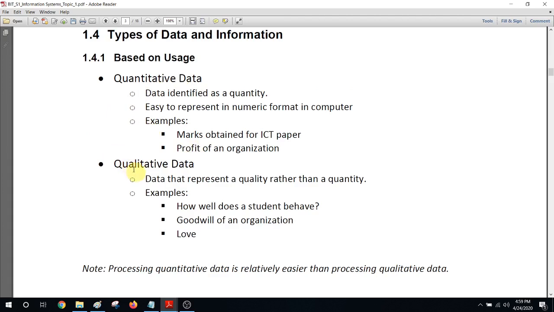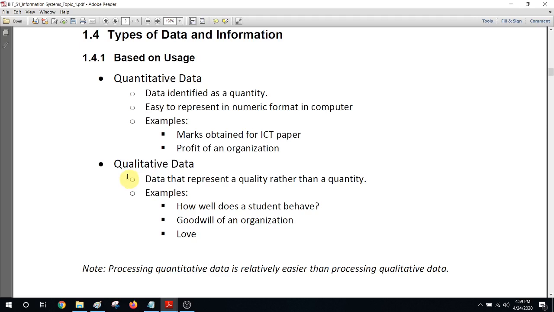Basically, quantitative data means data that can be easily quantified, like marks of a student, balance of an account, right, amount of a bill. So those are quantitative data. When it comes to computers or information systems, it's much easier for information systems to represent and process quantitative data.